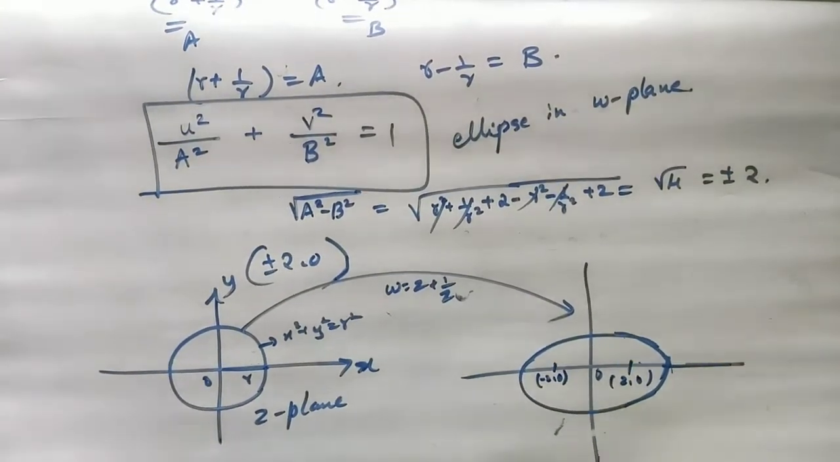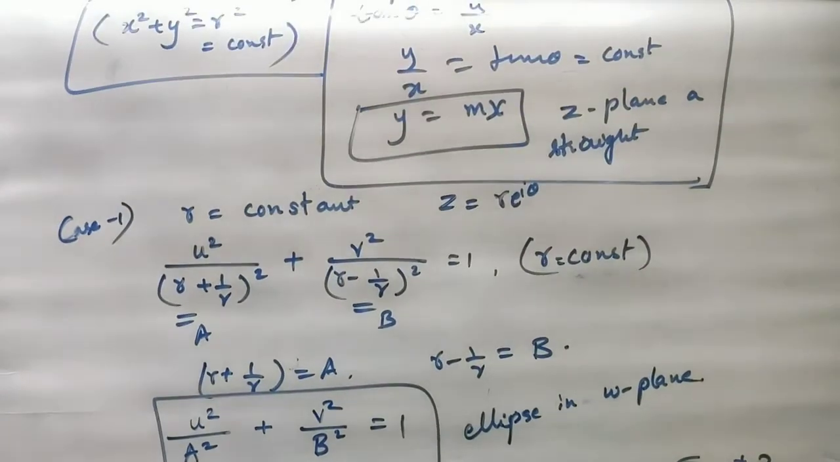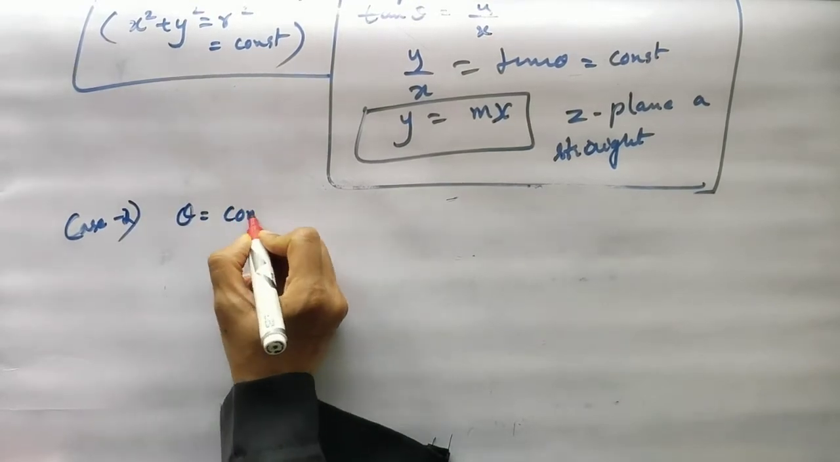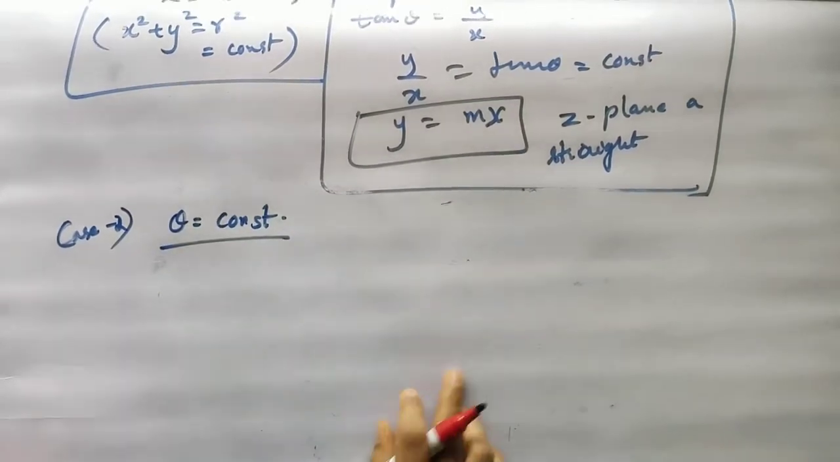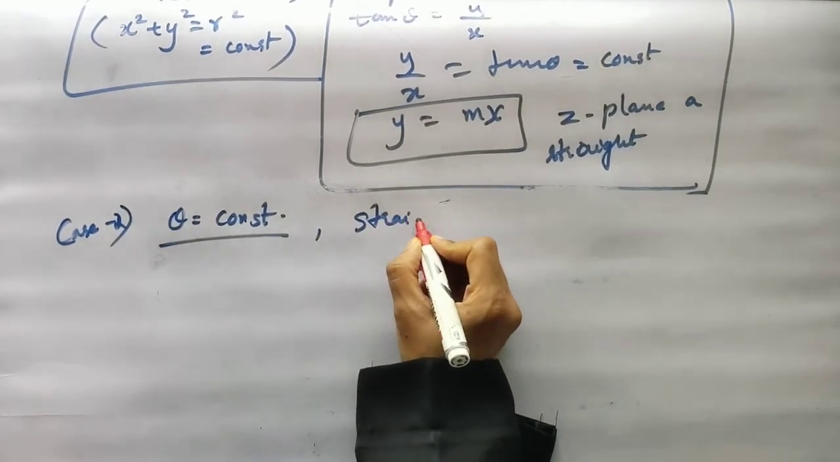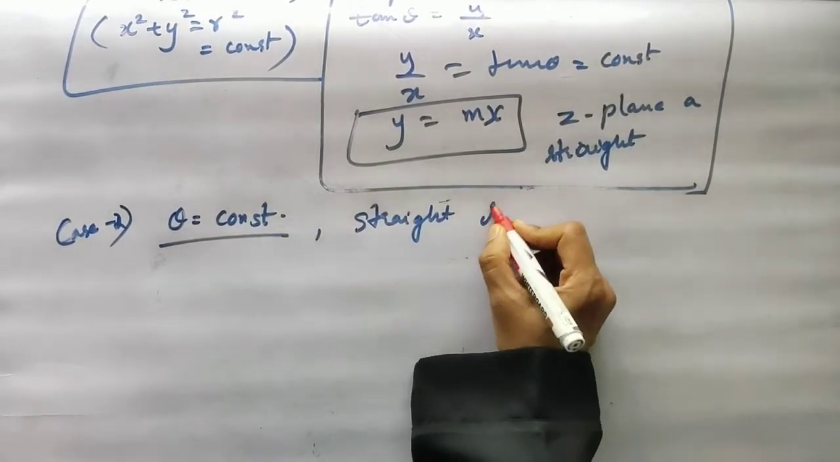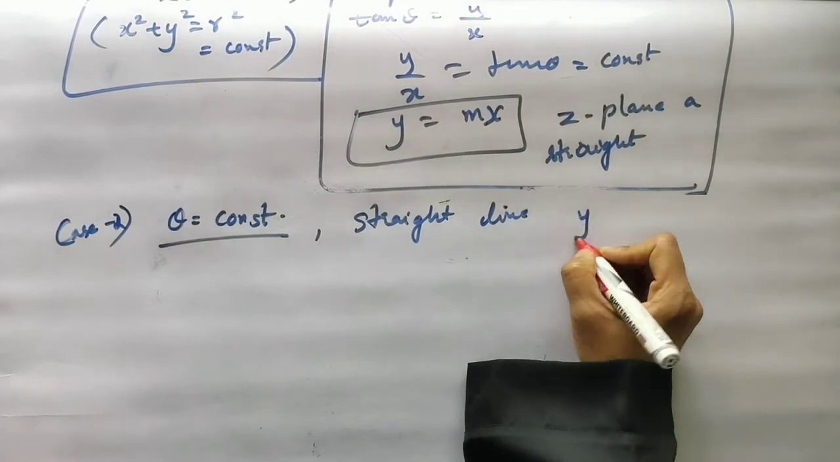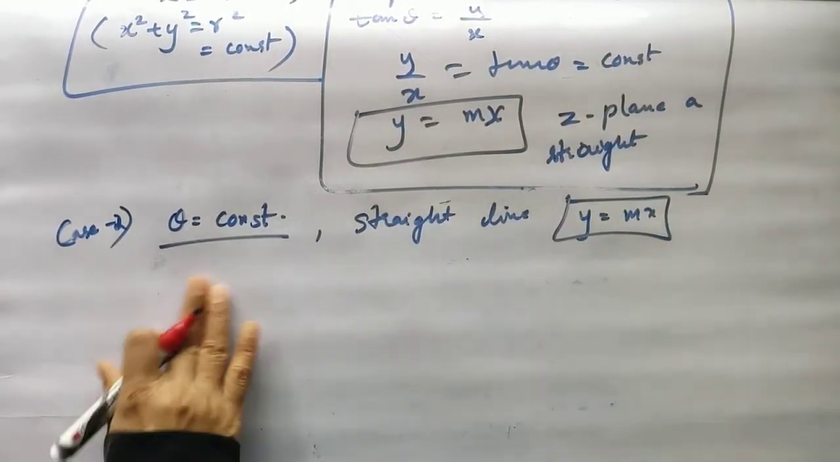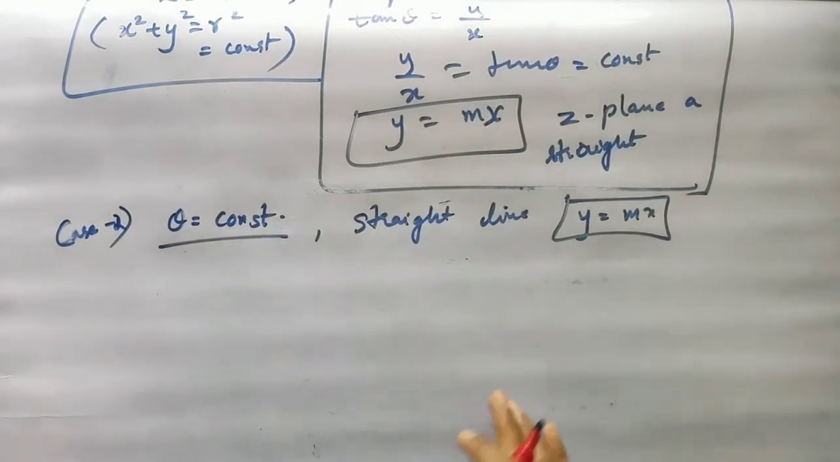Okay, so let's continue. For theta is equal to constant, let's see what happens there. Now continue with case 2, when theta is equal to a constant. When theta is constant, I told you it represents a straight line, y is equal to m into x in the z plane. Okay, so let's see the image. What will be the image of this line?